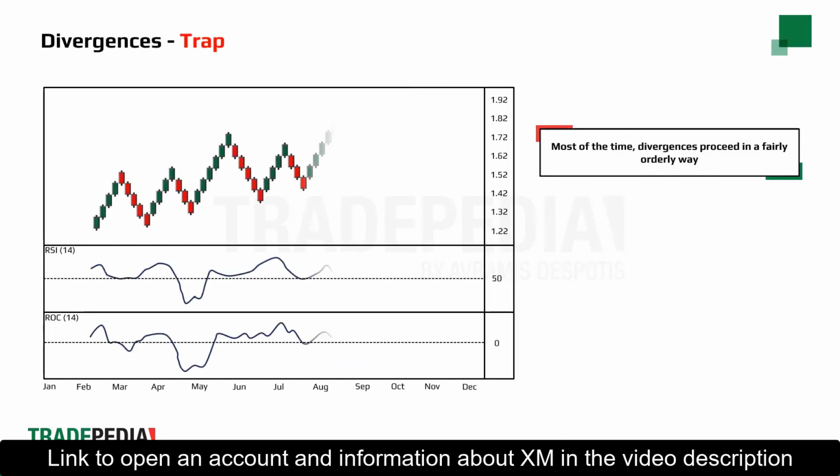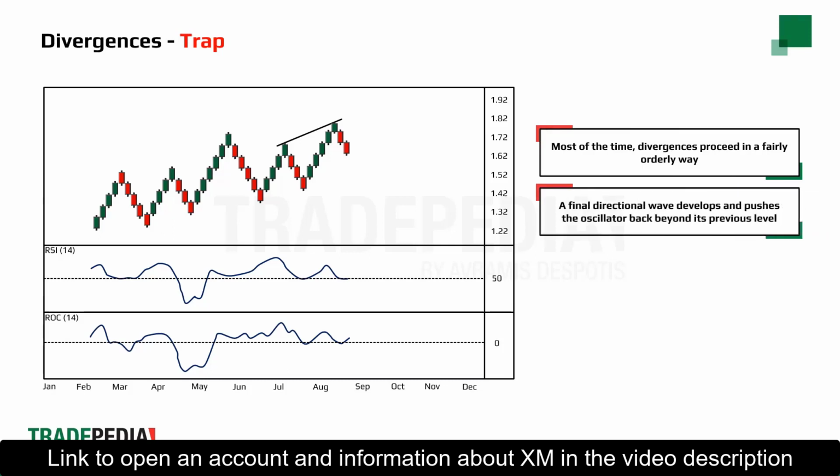Most of the time, divergences proceed in a fairly orderly way. They get progressively lower or higher as per the direction of the trend. Then, just as you expect the price to drop, a final rally develops, and this advance will push the momentum indicator back above at least one or two previous peaks.